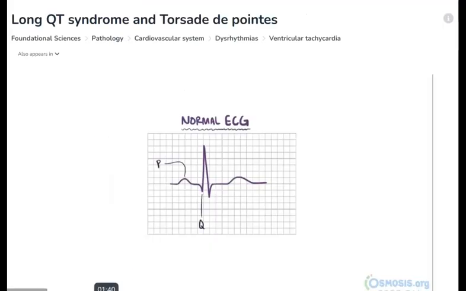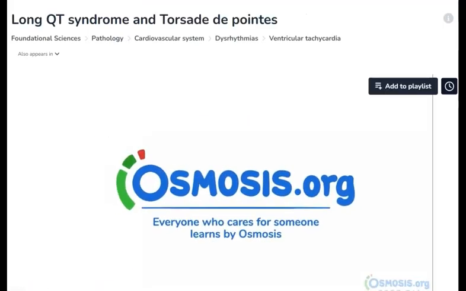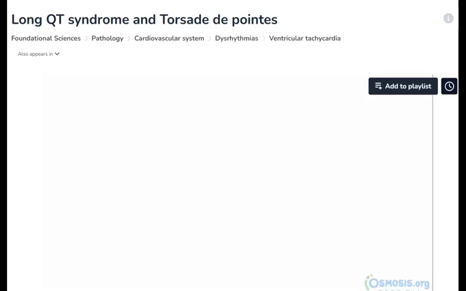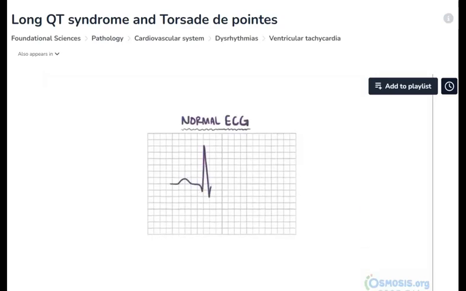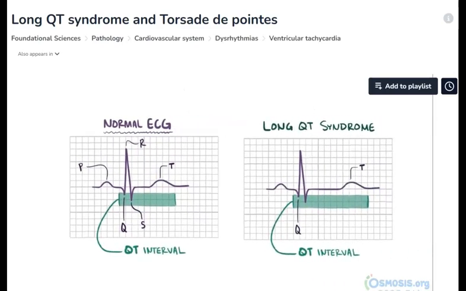Long QT syndrome and torsades. On a normal ECG, you've got the P, Q, R, S, and T waves. The QT interval spans from the start of the Q to the end of the T wave. Long QT syndrome, or LQTS, is when somebody's QT interval is longer than normal, which should typically be less than half of a cardiac cycle.